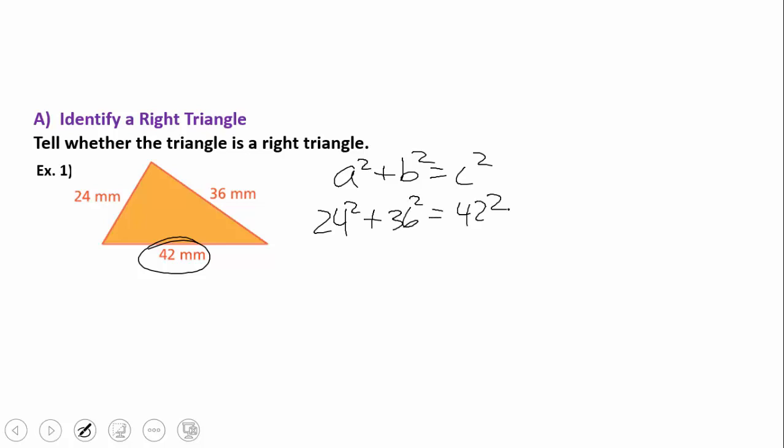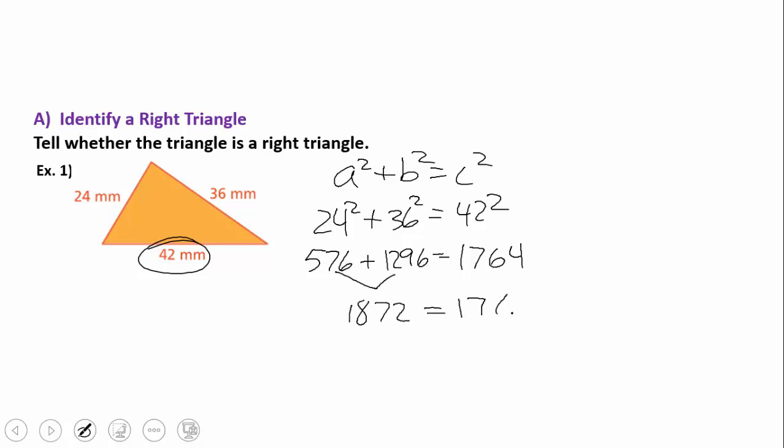And when we do that math, 24 squared is 576. Plus 36 squared, which is 1,296. Is that equal to 42 squared, which is 1,764? When I add these two together, I get 1,872. Is that equal to 1,764? No. So this is not a right triangle. It is a triangle, but it's not a right triangle.